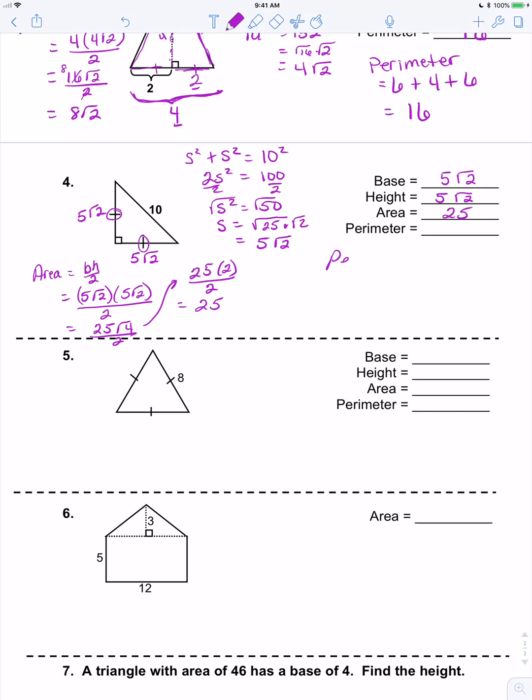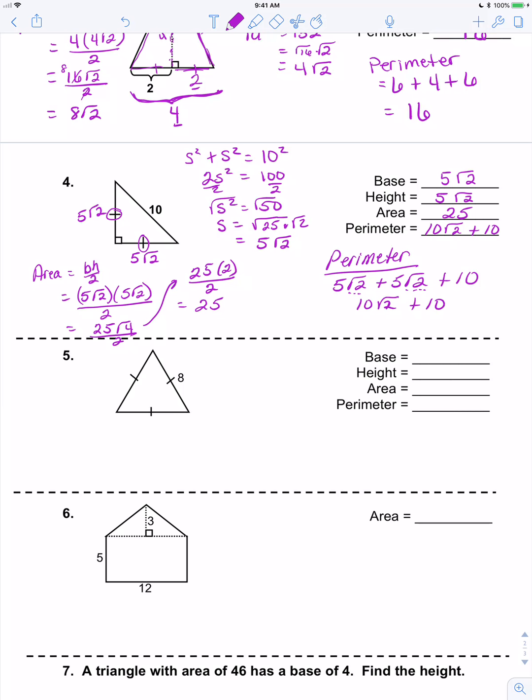The perimeter is adding up all those sides. So we've got 5 square roots of 2 plus 5 square roots of 2 plus the 10. Well, since these are both square roots of 2, you can join those two terms, and then we have 10 square roots of 2 plus the 10. And so that is as far as we can go. We cannot join those terms because they are not alike. So 10 square roots of 2 plus 10.